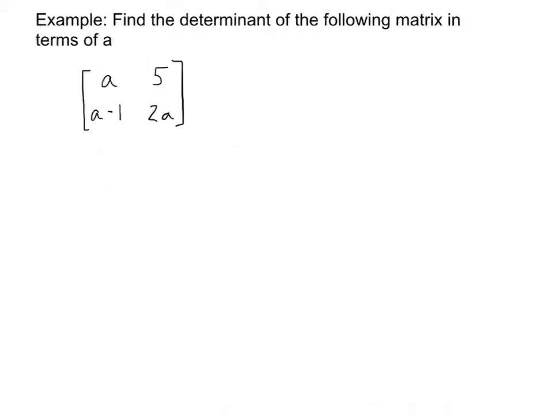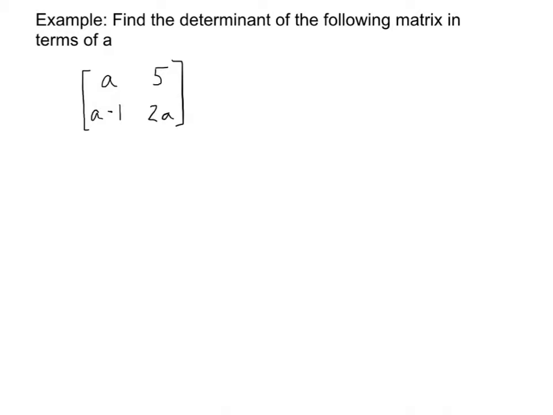So the next example: find the determinant of the following matrix in terms of A. All that means is find the determinant, and you're going to have the variable A floating around. You need to be aware that IB asks these questions a lot, where they ask you to do a simple thing and say "in terms of A," and it just means you're going to have an A floating around in the problem.